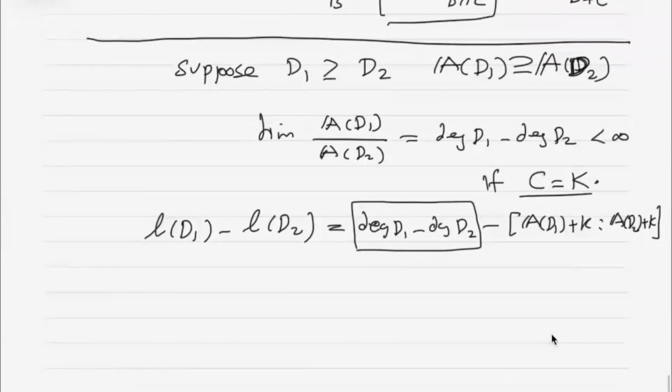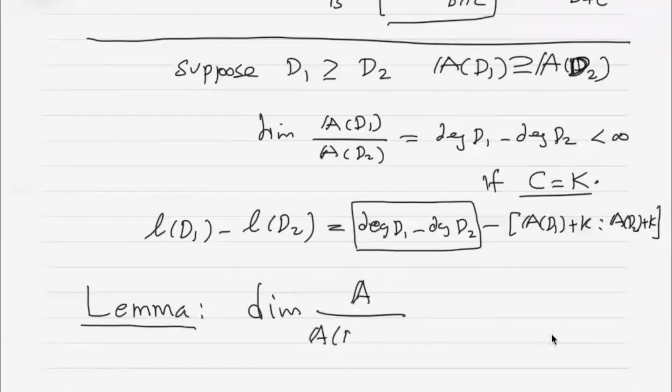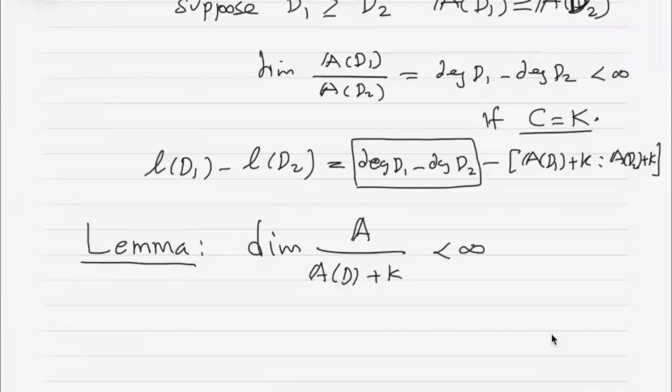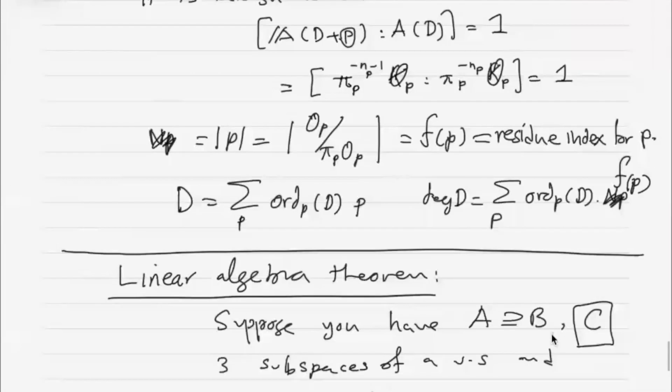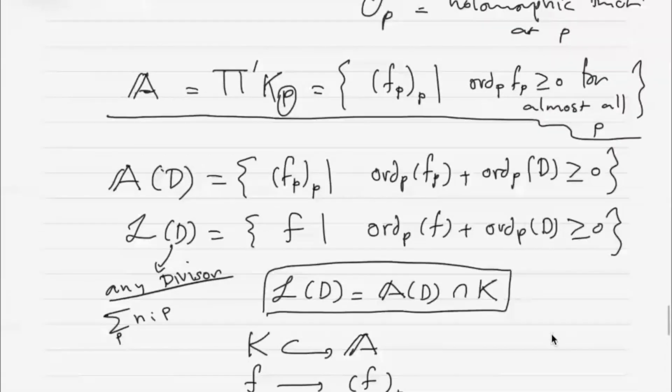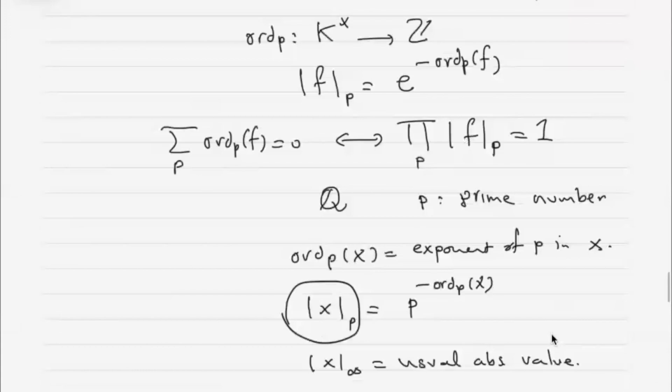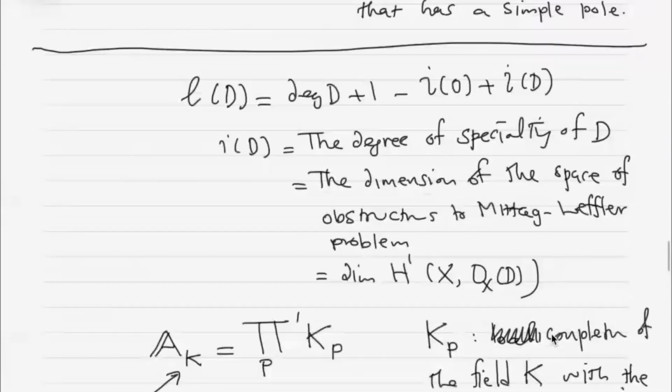And now, here's another lemma. The dimension of A divided by A of D plus K is finite. And therefore, let's call this I of D. So finally, I have arrived to the point where I have defined for you this notation that was at the very beginning of this second part of my talk.